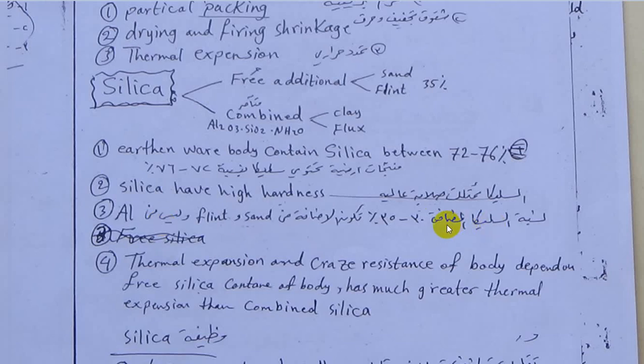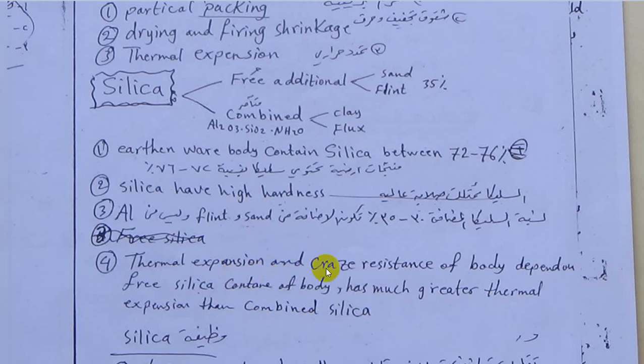The additive silica content is 30 to 35, from sand and flint, rather than from the Al. This is third. Fourth, thermal expansion and crazing resistance of the object depend on the free silica content of the body, just like we said in the beginning and in the formal lectures we have already visualized. Free silica has much greater thermal expansion than the combined silica.